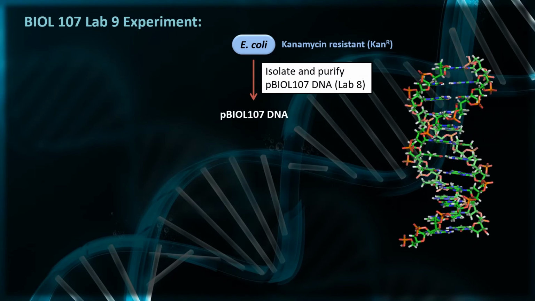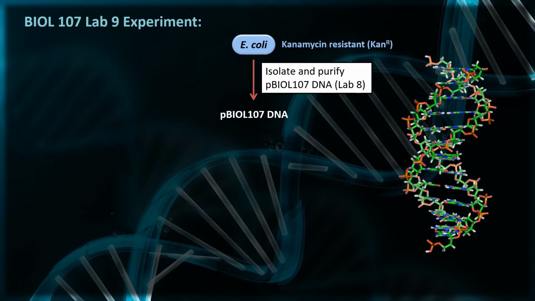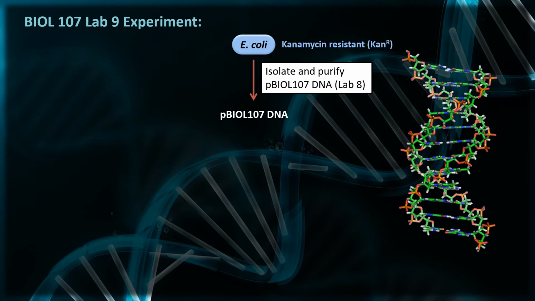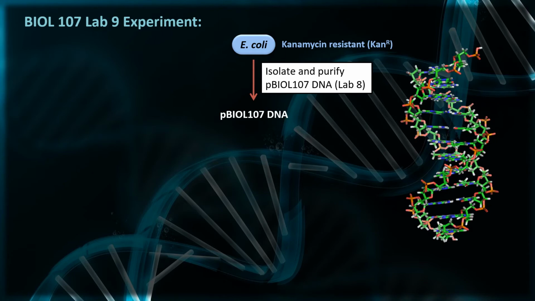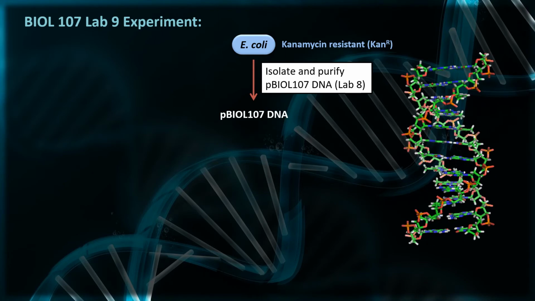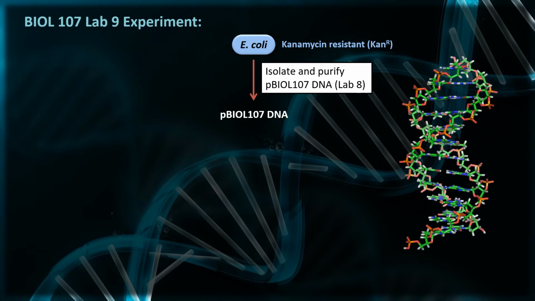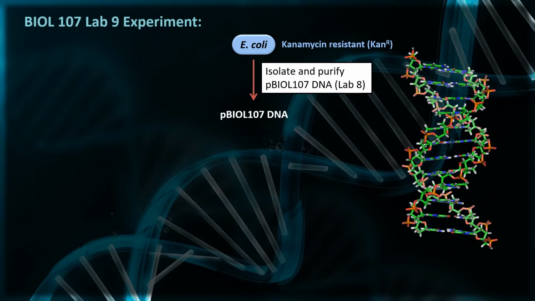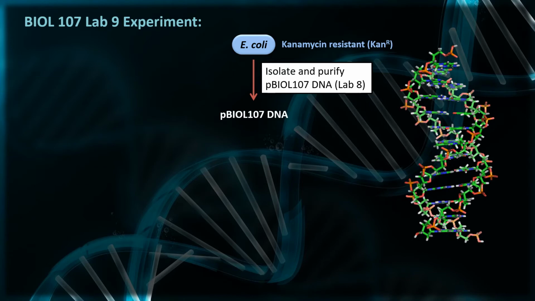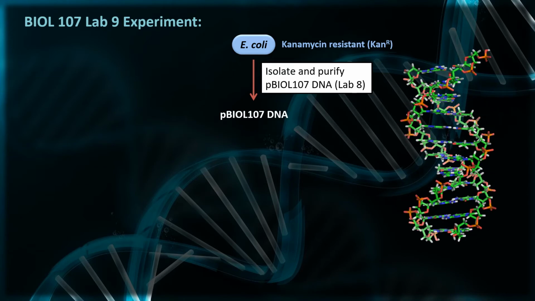Here's an overview of experiment 9. Last week in experiment 8, we isolated and purified plasmid DNA from E. coli. That plasmid DNA had a gene on it that makes the E. coli resistant to kanamycin. So today's experiment, we want to see if we can transform cells that are not resistant, so they're susceptible to kanamycin, to be kanamycin resistant.